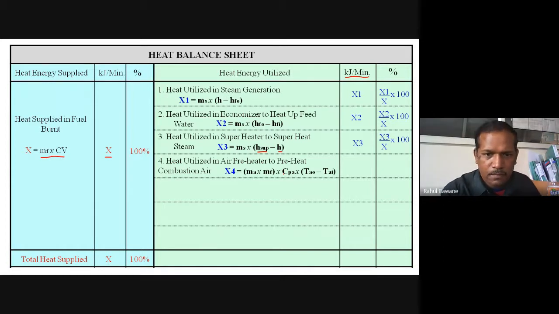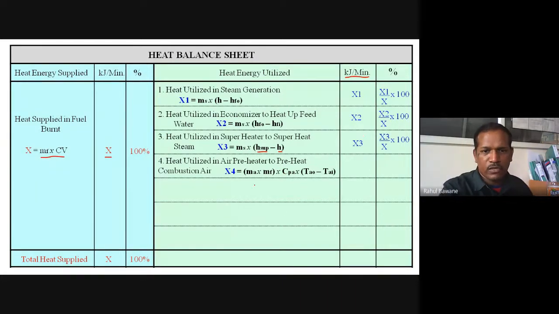Now we know that mass of air supplied is always based on mass of fuel supplied. Mass of fuel supplied is given in kg per minute, kg per second, or kg per hour, so with respect to time that flow rate is given. But mass of air is given on the basis of per kg of fuel. So we have to calculate mass of total air supplied per unit time. Unit time may be second, minute or hours.